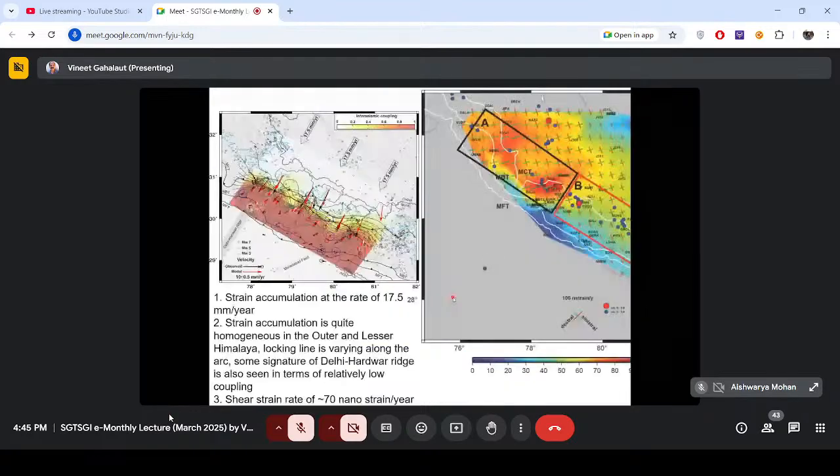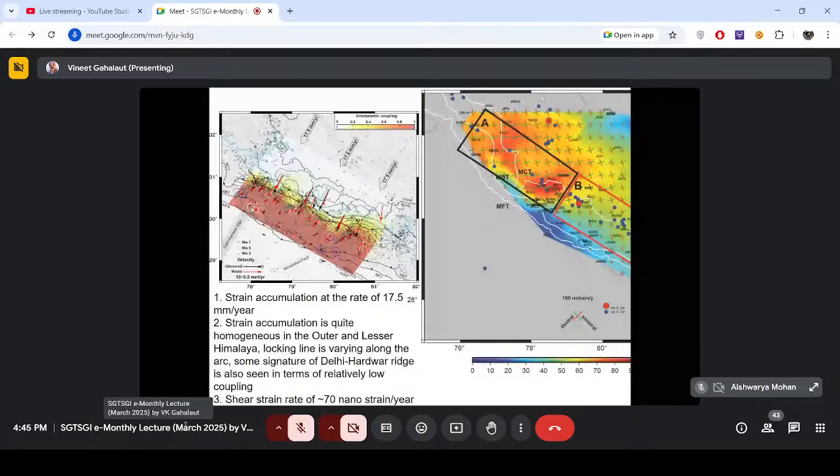But the picture which you will all like to see is how much is the locking. So you can convert this into a locking on the Main Himalayan Thrust, as to how strongly it is locked, how weakly it is locked. So for example, here all the dark colors. Can you see the dark colors? Can you see my cursor? Right.